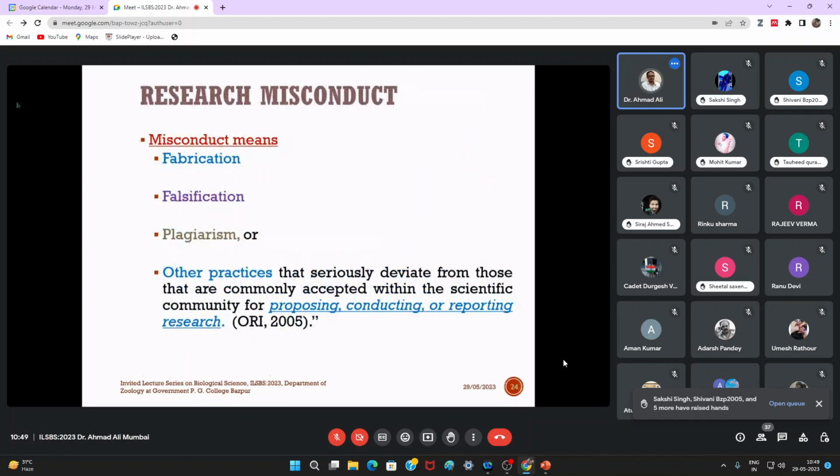Now coming to misconduct. So far we have seen what is research conduct, research or scientific integrity. That is the adherence to some particular guidelines given by the institution or the funding agency. So now any deviation from that will be called misconduct. Misconduct means fabrication, falsification, plagiarism, or other practices that seriously deviate from those that are commonly accepted within the scientific community for proposing, conducting, or reporting research. So, this is the basic guideline which has been accepted all over the world, that a research misconduct will fall into some of these or one of these.